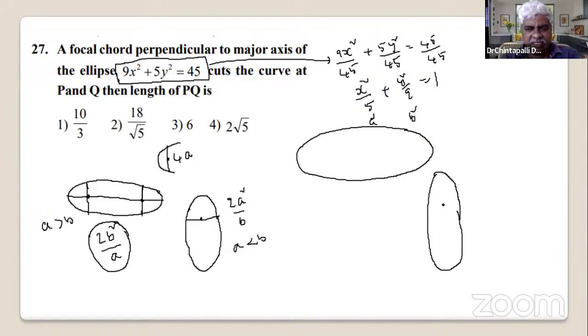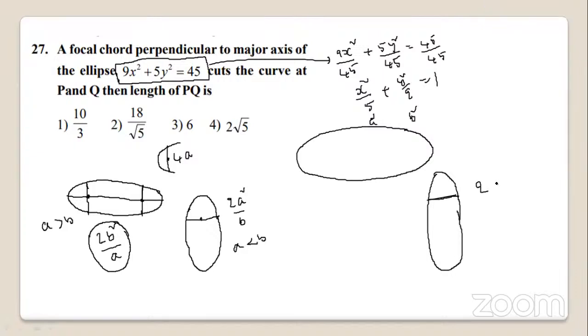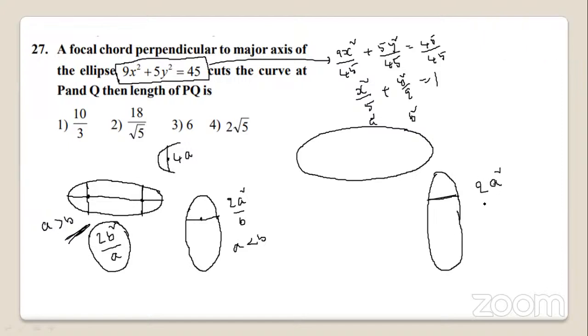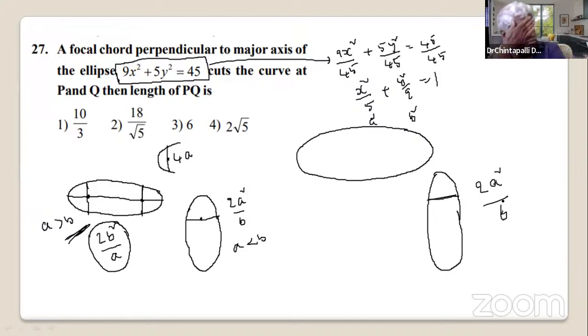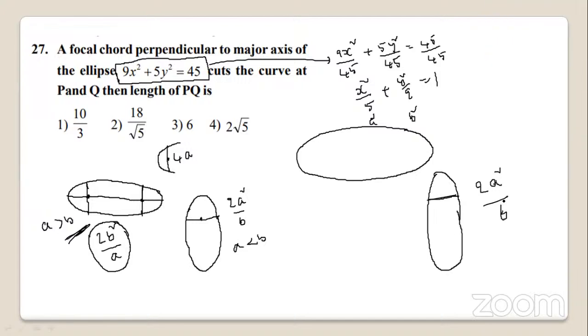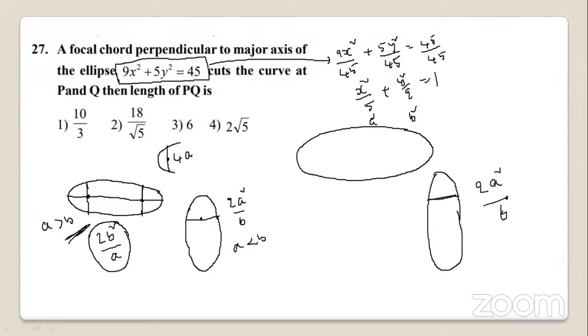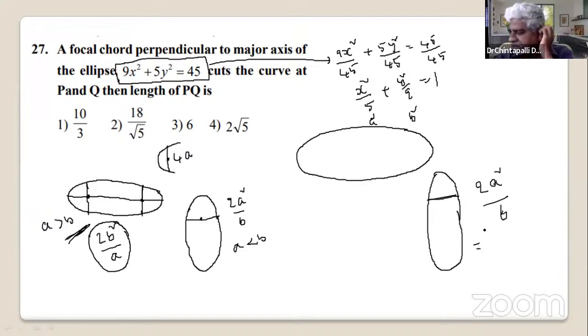In this case, what is the length of the latus rectum? 2b square by a? No, it's the second case, so 2a square by b. Very good. 2 times 5 by 3, that is 10 over 3, sir. Yes, correct. The correct answer is option 1.